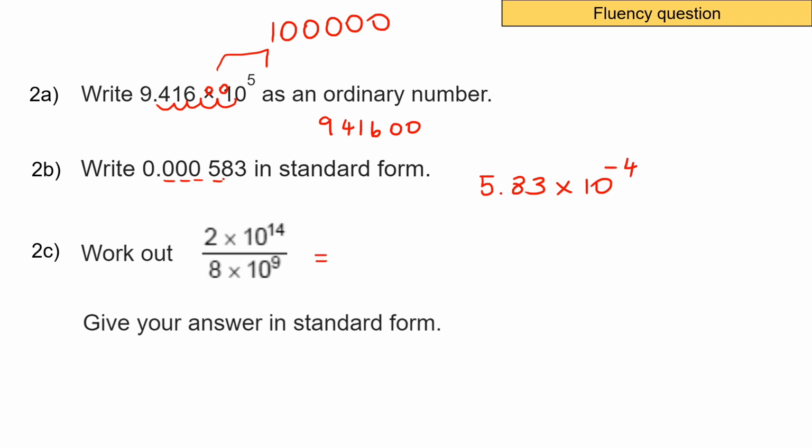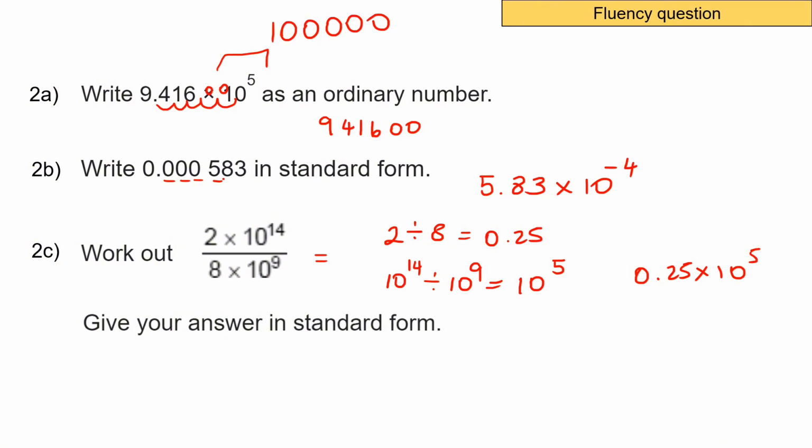This over here is going to be 2 divided by 8, so that's 0.25. 10 to the 14 divided by 10 to the 9 is going to be 10 to the 5. 14 take away 9 is 5, yep. So you subtract the powers. Then 0.25 times 10 to the 5 is your answer. But remember, standard form has to be written down in between 1 and 10. So we want it to be 2.5 really. 2.5 times 10 to the power of 1 less power, which is going to be 4.